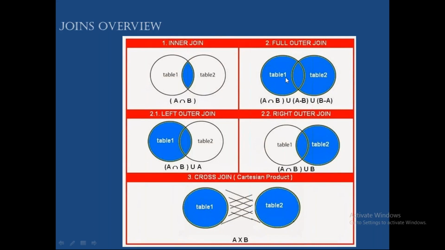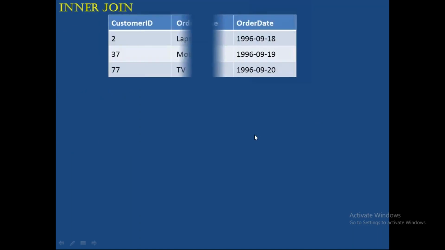Common records are the common things you are going to get. If you say left, apart from common you will get left. Here, common plus all the right you will get. Okay, let's see with an example, you will have more clarity.